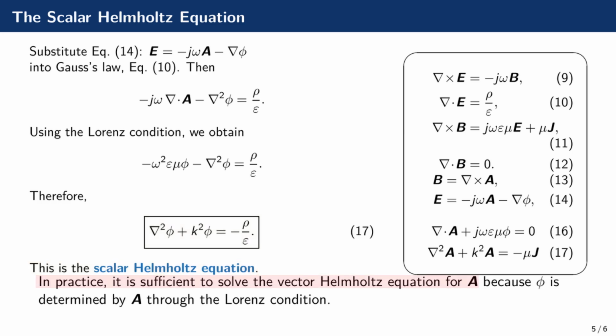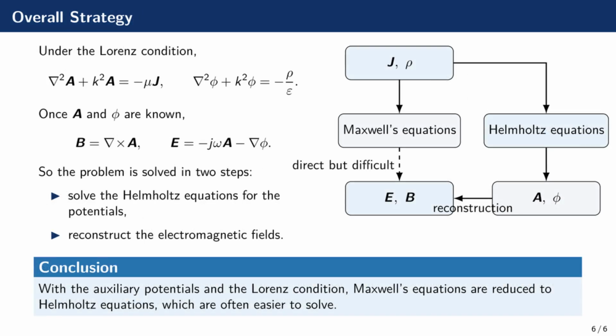In practice, we often do not need to solve the scalar equation separately. If we solve for the vector potential A, then phi can be obtained from the Lorentz condition. So the main equation to solve is usually the vector Helmholtz equation. Let us summarize the procedure.